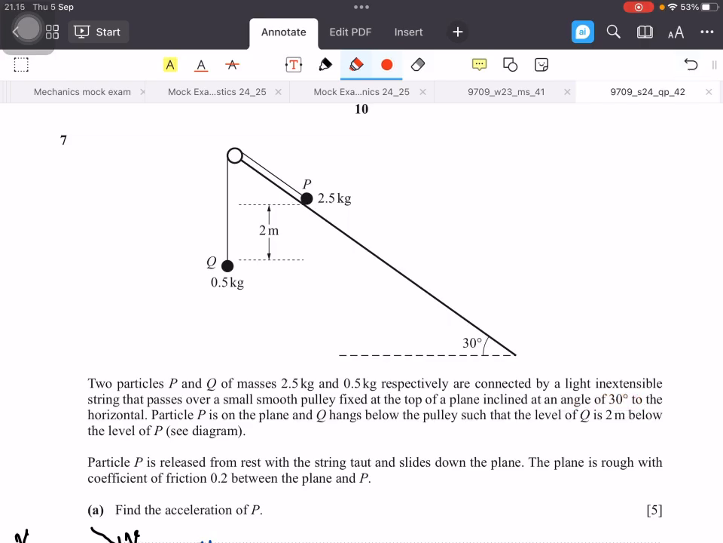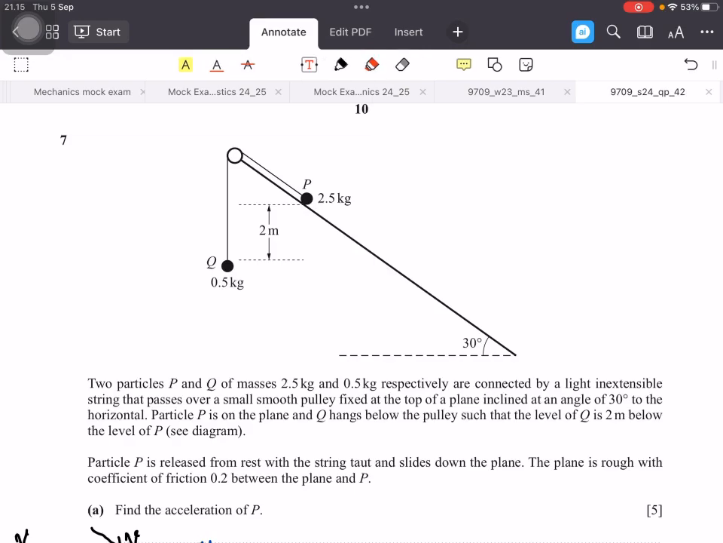Particle P is on the plane and Q hangs below the pulley such that the level of Q is 2 meters below the level of P. See diagram. Particle P is released from rest with the string taut and slides down the plane. The plane is rough with coefficient of friction 0.2 between the plane and P. A, find the acceleration of Q.